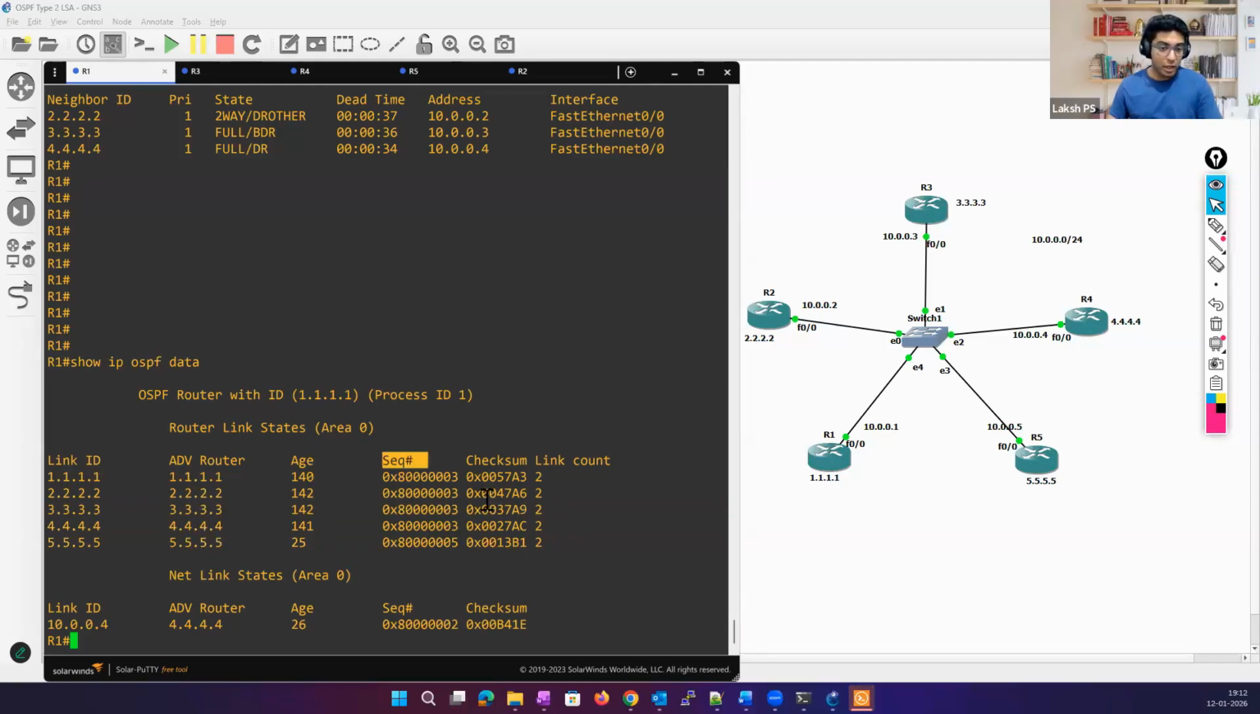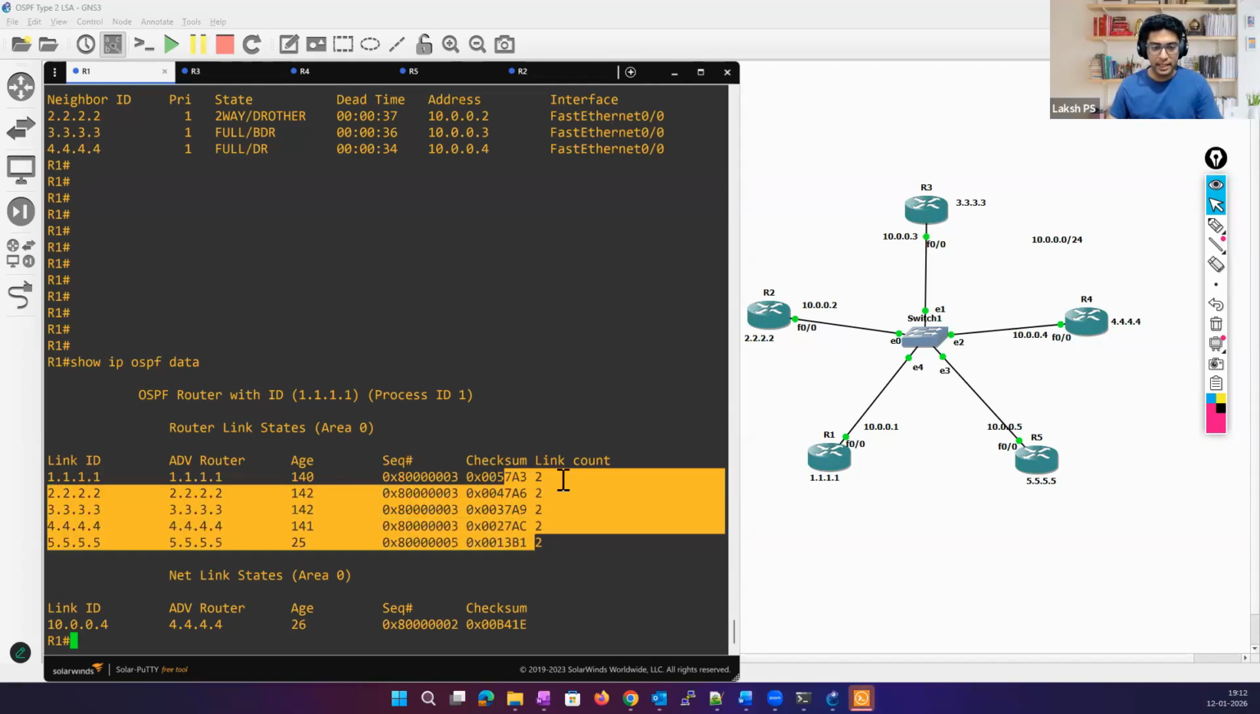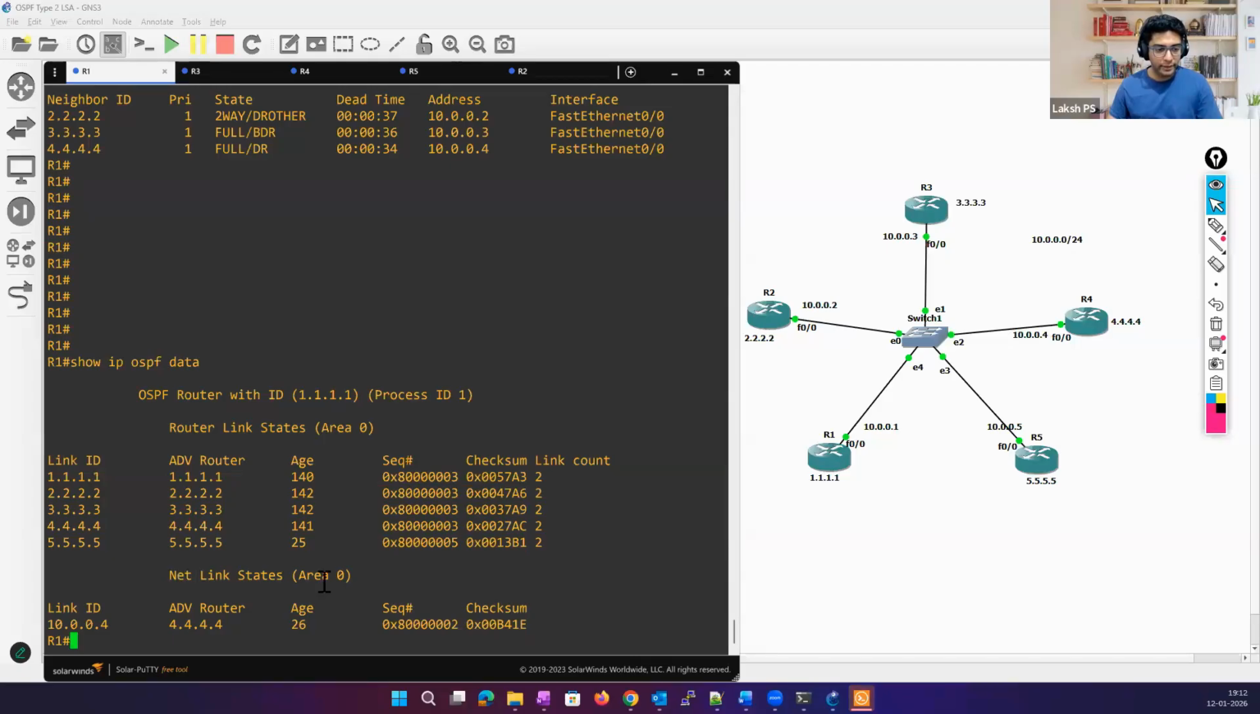Look at the sequence number. Consider it as sequence number 33333. Checksum numbers. This link count is 2. Okay, and look at this one. It also says link ID is 10.0.0.4 over here.